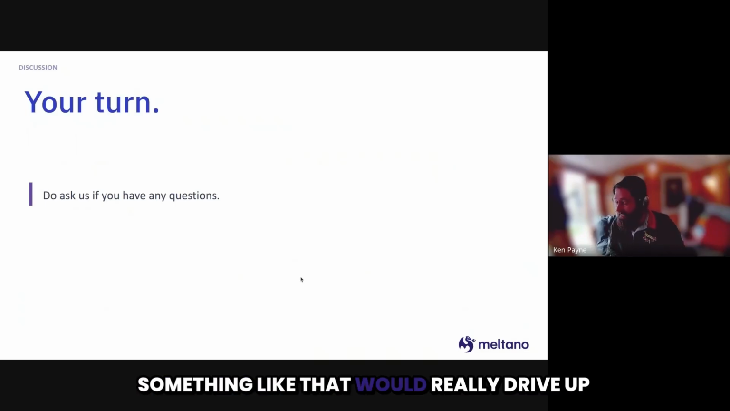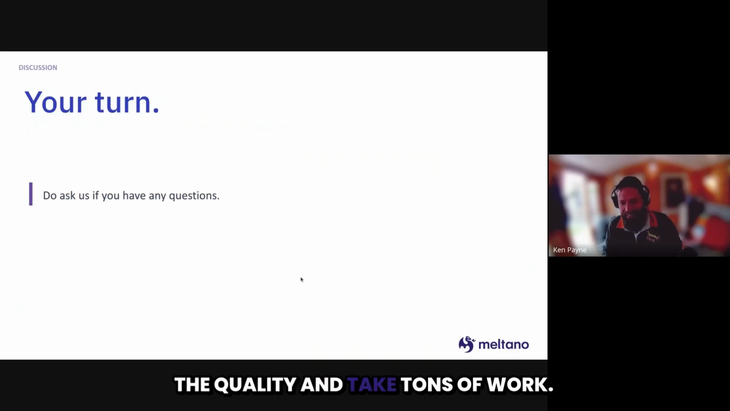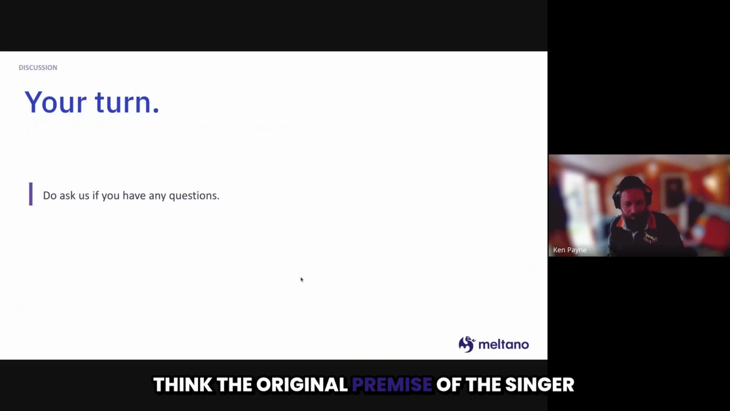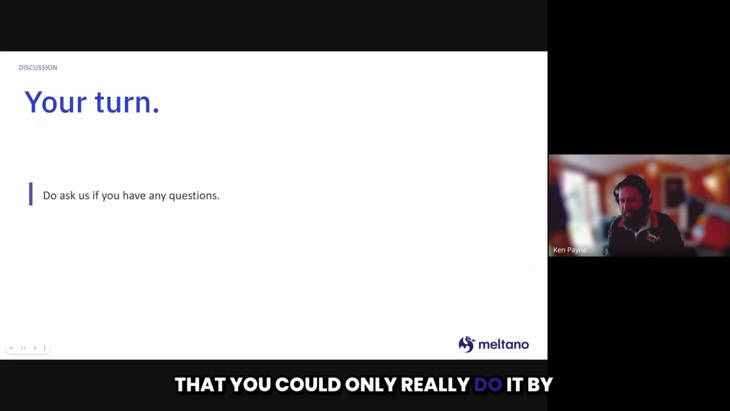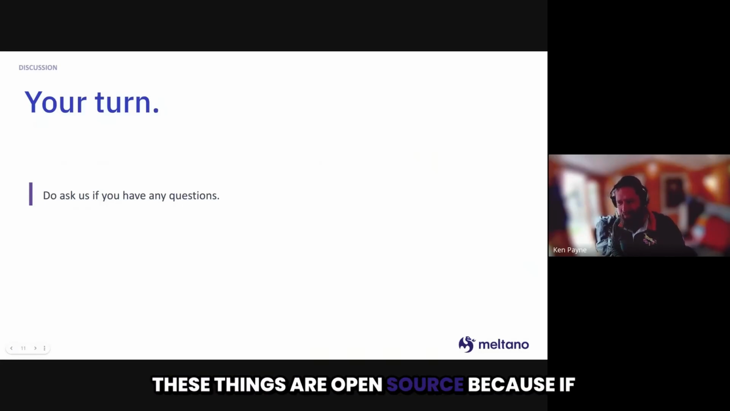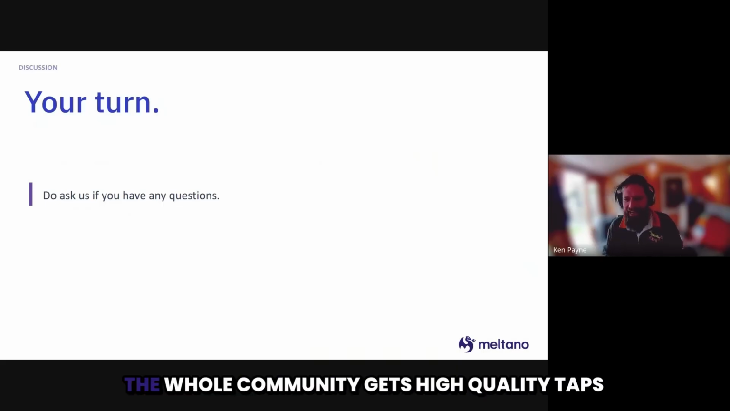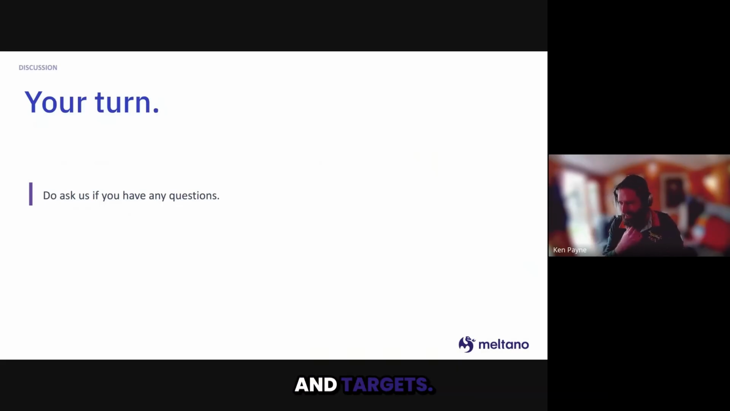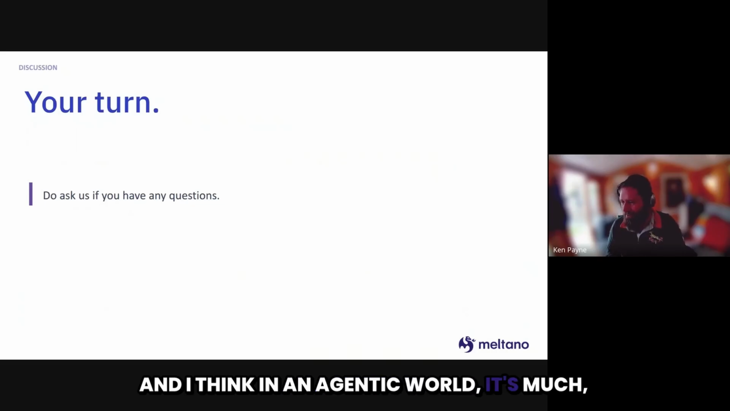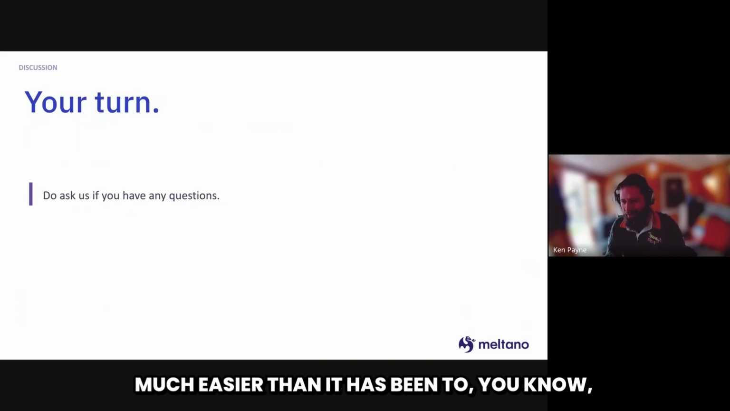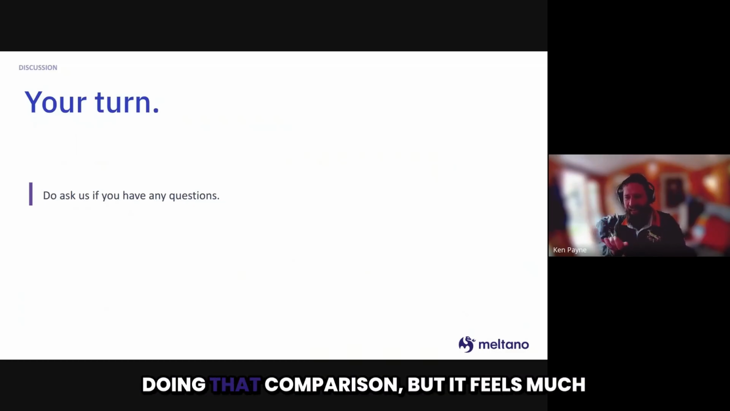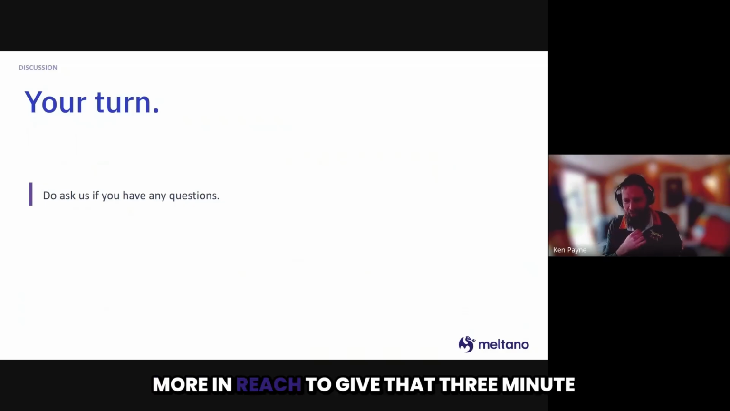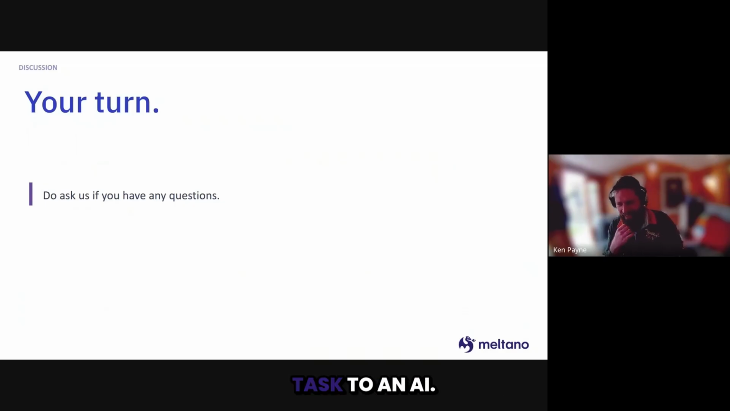Something like that would really drive up the quality and take tons of work. I think the original premise of the Singer ecosystem was that it's such a huge task that you could only really do it by crowdsourcing. These things are open source because if everybody does a little bit, the whole community gets high quality taps and targets. And I think in an agentic world, it's much, much easier than it has been. Nobody wants to spend an afternoon reading the Salesforce docs and then reading the tap Salesforce implementation and doing that comparison. But it feels much more in reach to give that 3-minute task to an AI.